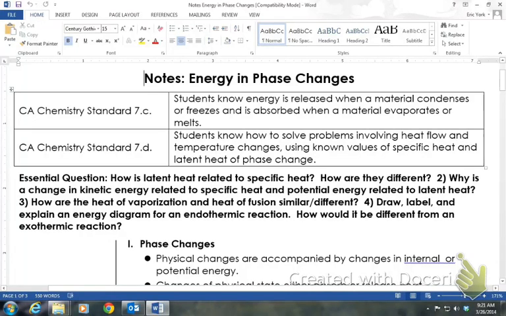Alright, so today we're looking at energy and phase changes. This is related a little bit to what we talked about last time with specific heat. Today we're looking at a concept called latent heat, and we're going to look at some energy diagrams to help us explain what's happening to the energy in a chemical reaction or when we're going through phase changes.